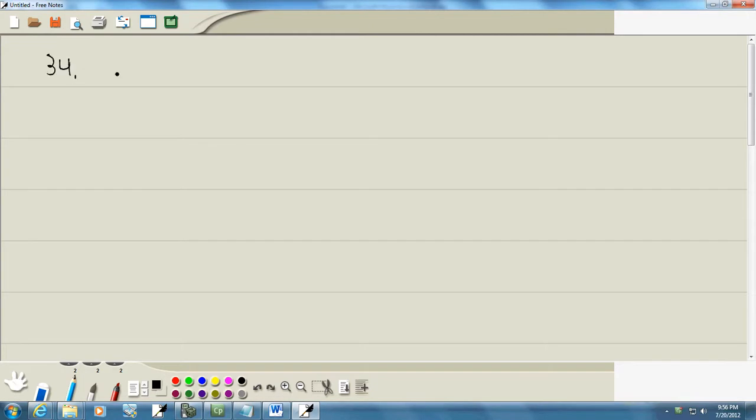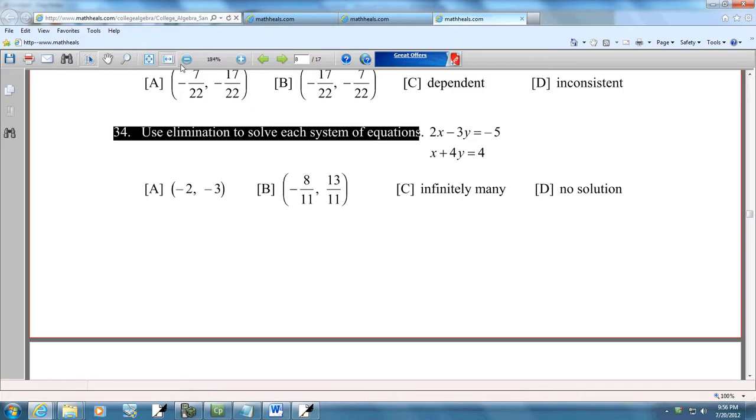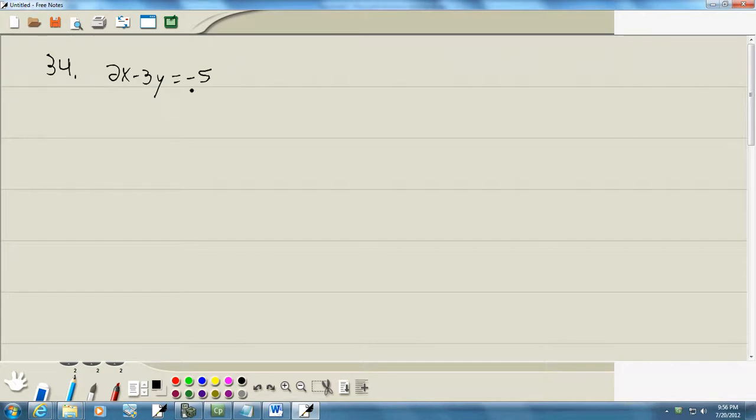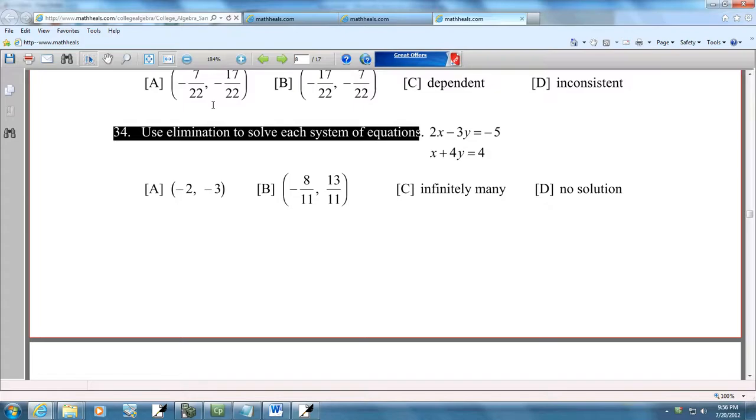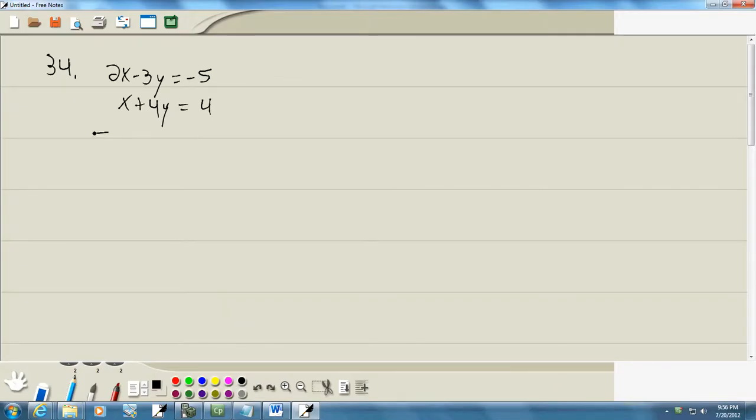So 34, we got 2x minus 3y is equal to negative 5, and x plus 4y is equal to 4. Well, to use RREF, all the variables have to be on one side, numbers on the other side, and the x is lined up, y is lined up, and the numbers on the other side of the equals lined up. Which this is all in good shape. So we got 2, negative 3, negative 5, and 1, 4, and 4. You drop the variables and the equals and just keep the numbers and their signs. So that's what we're going to put in our calculator.